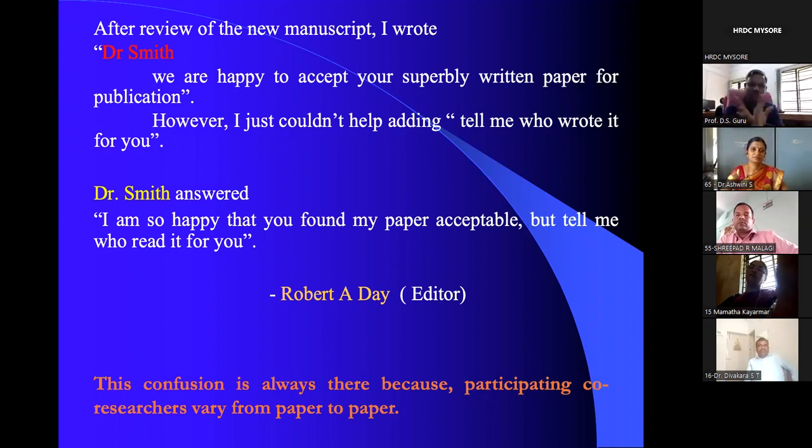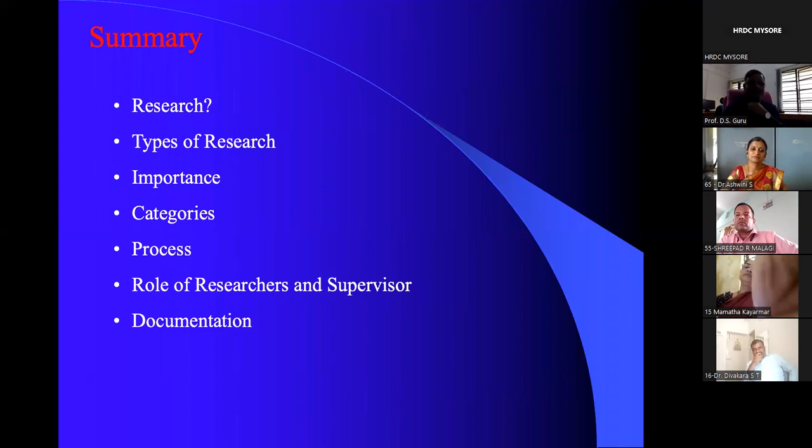This confusion is always there because participating co-researchers vary from paper to paper, but documentation is a process of minimizing this degree of confusion to the possible minimum. So that is what is called pakka documentation.